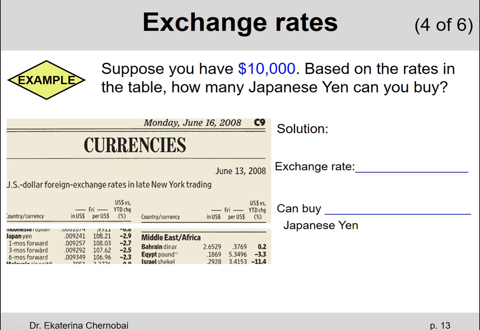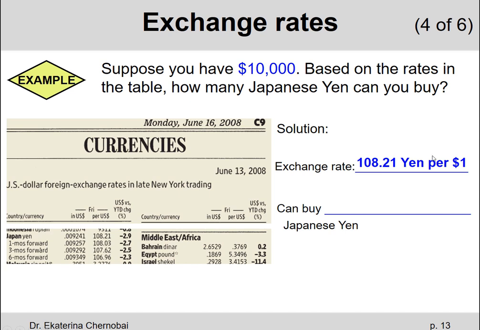So we can use either exchange rate, either one, either from the first column in this table or from the second column, as long as you use it correctly. Let's say we are using 108.21 from the second column. Again, what does this number mean? It's yen per $1. 108.21 Japanese yen per $1.